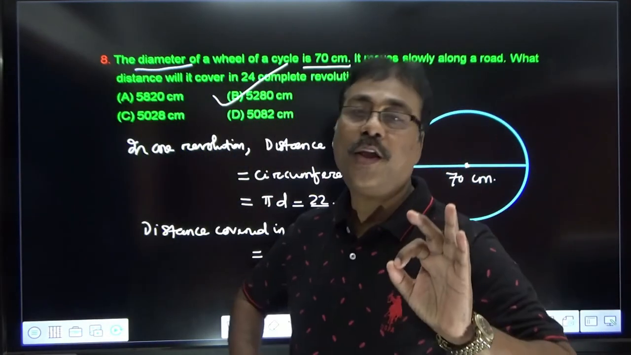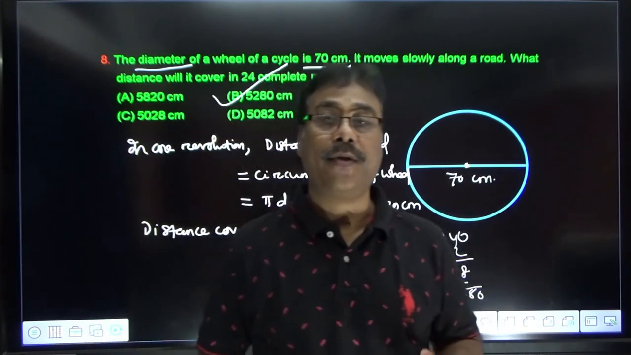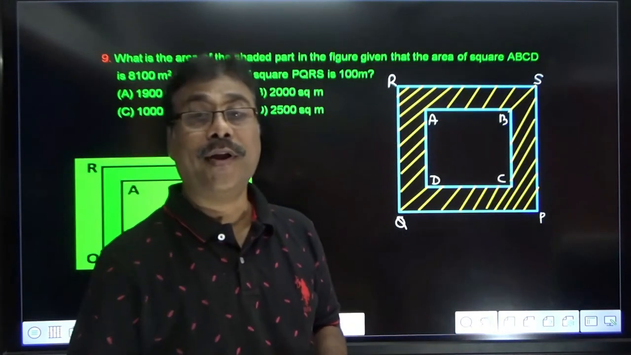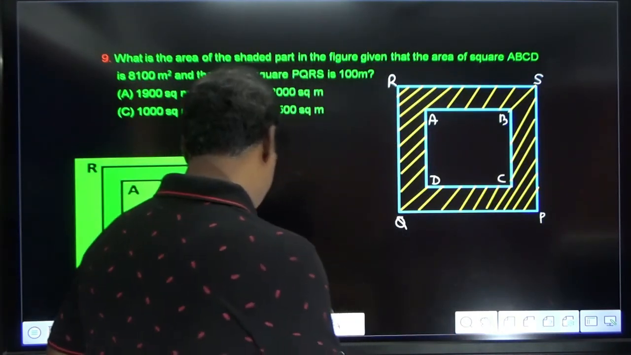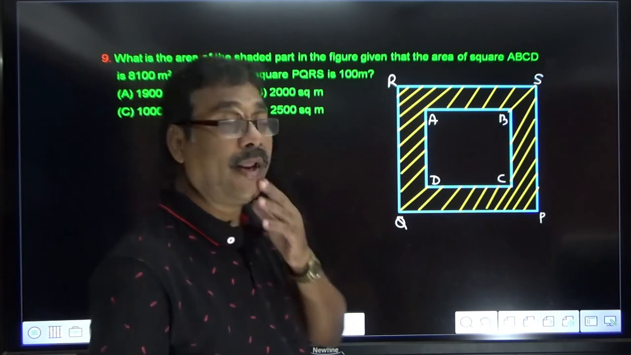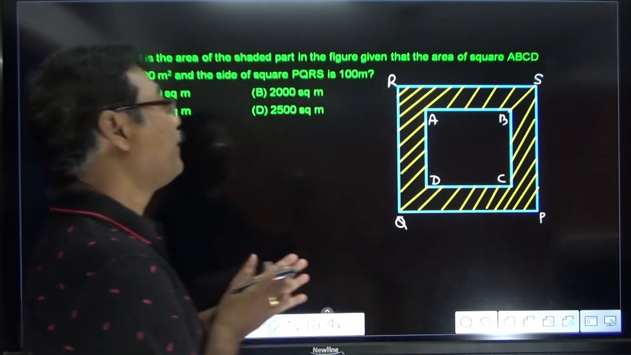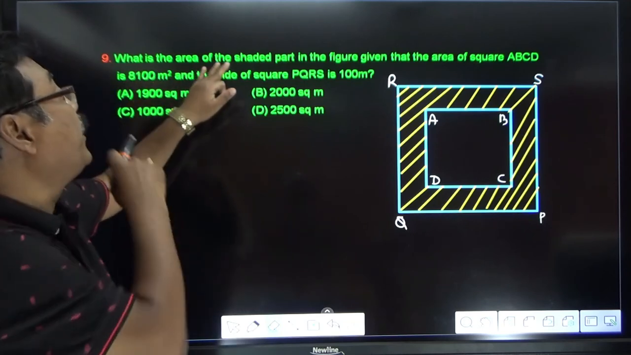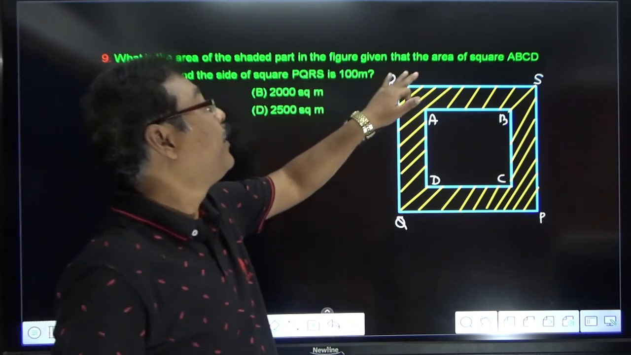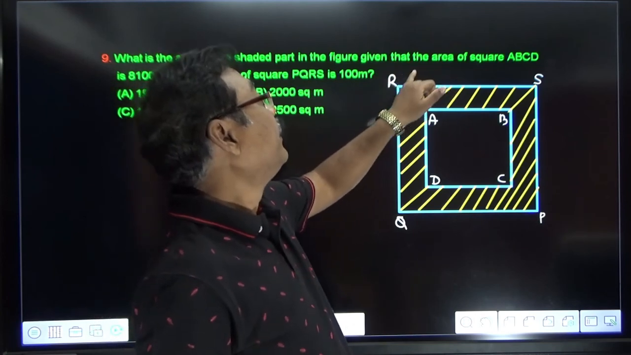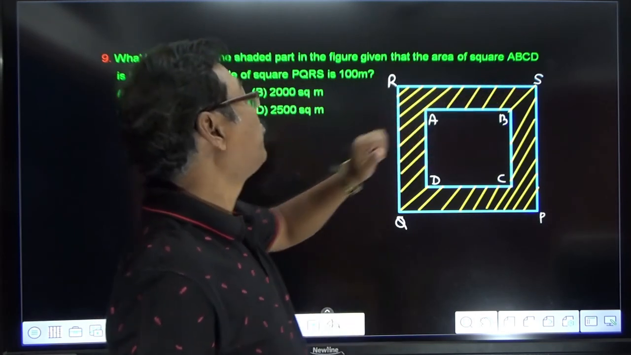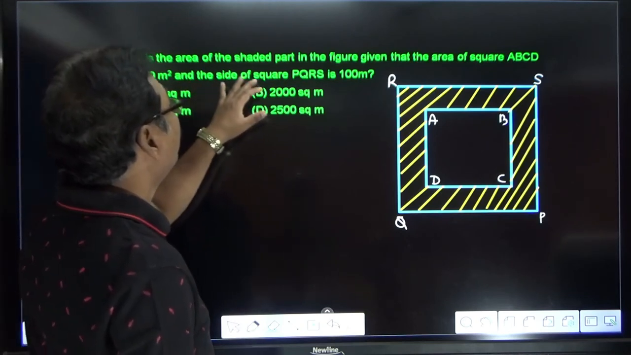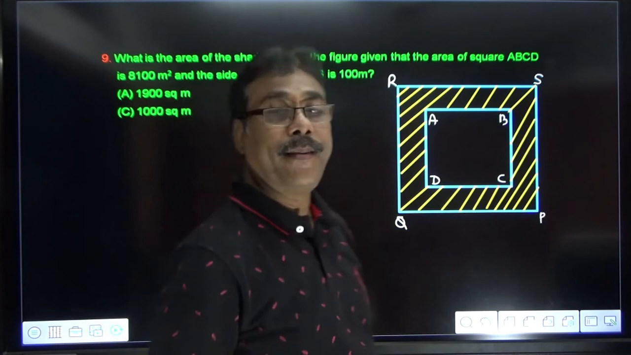Here one thing you have to note. You have to remember, in one revolution, a wheel covers a distance equal to its circumference. Got it? Now let's come to the next one. The question is, what is the area of the shaded part in the figure given? If the area of the square ABCD is 8100 meter square and the side of the square PQRS is 100.